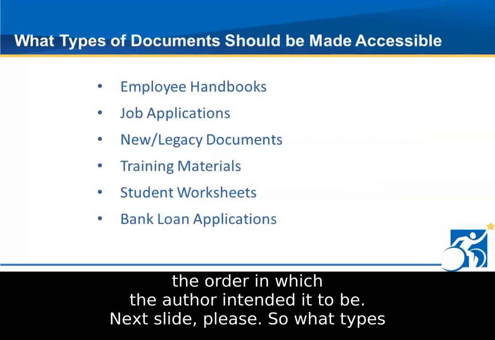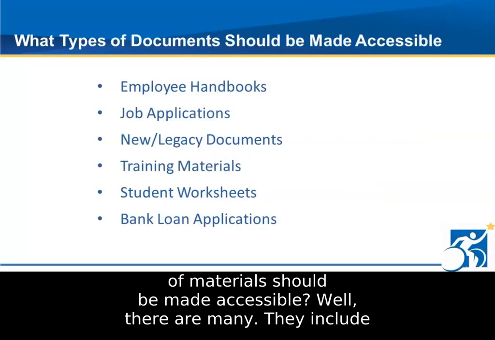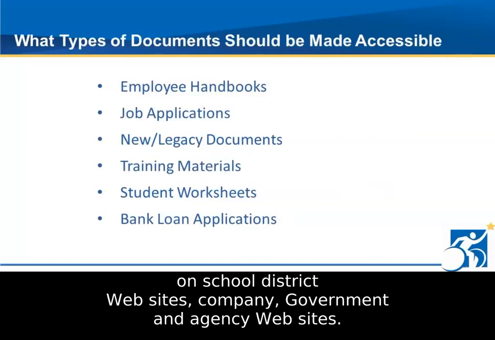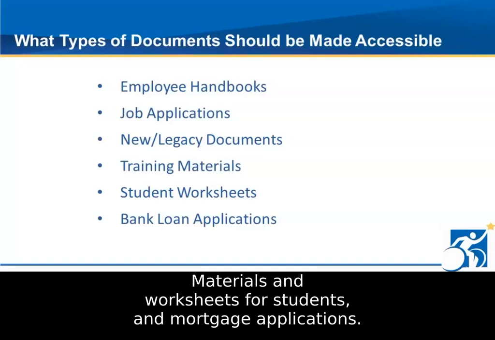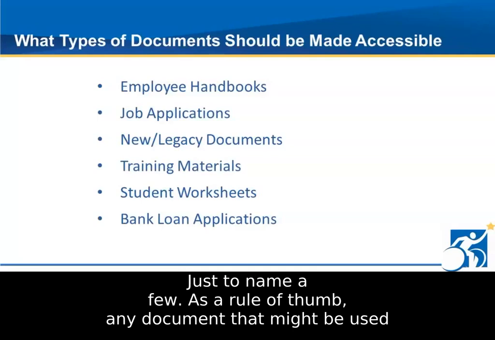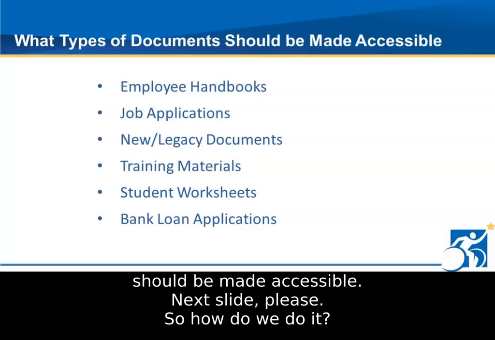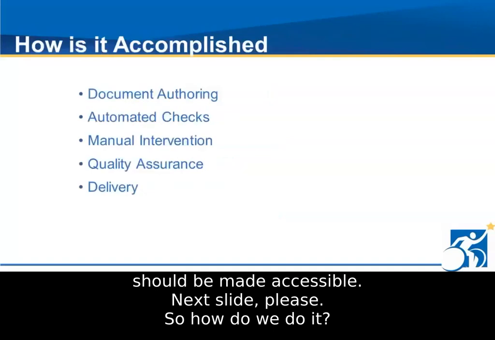So what types of materials should be made accessible? Well, there are many. They include employee handbooks, job applications, new and legacy documents posted on school district websites, company, government, and agency websites, materials and worksheets for students, and mortgage applications, just to name a few. As a rule of thumb, any document that might be used by the public, your customers, employees, or other stakeholders should be made accessible. Next slide, please.